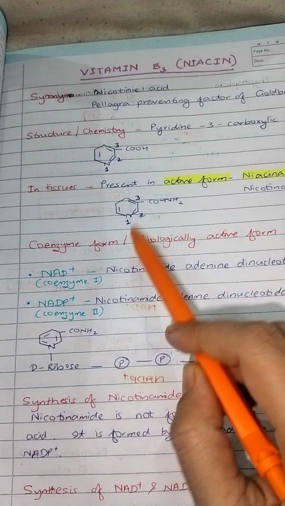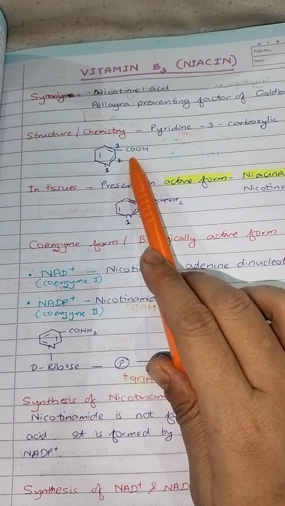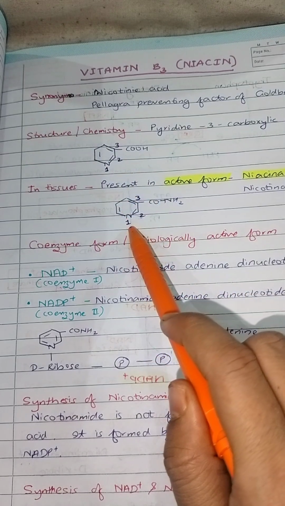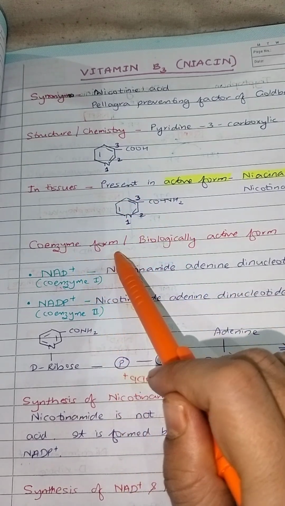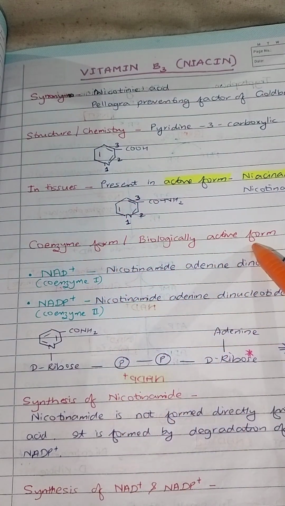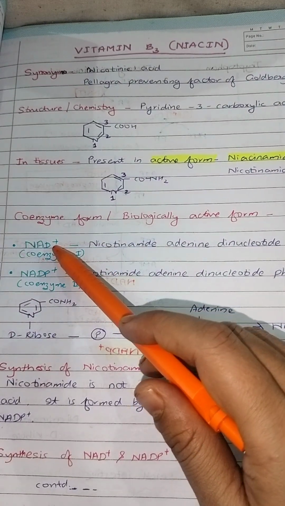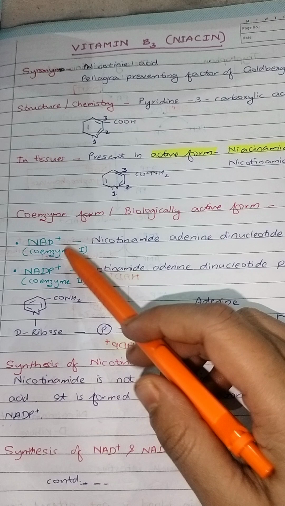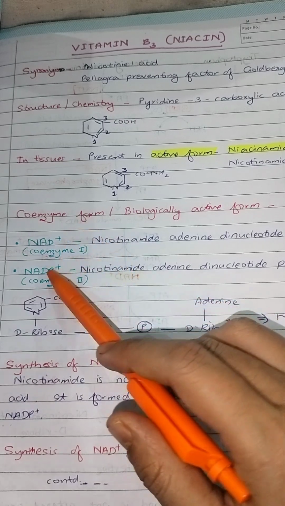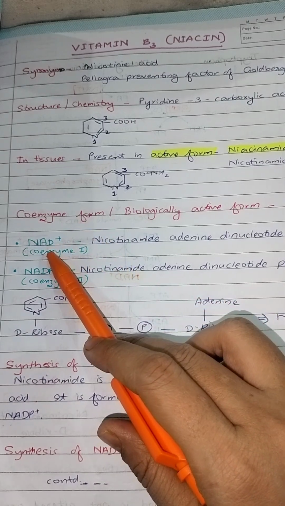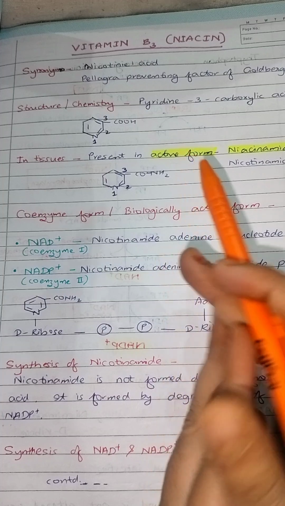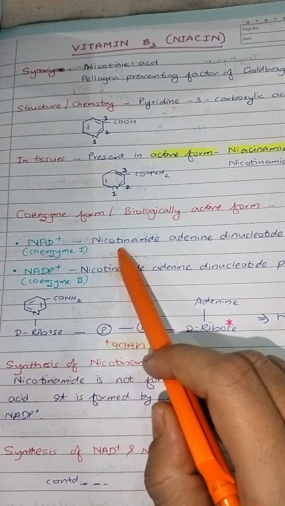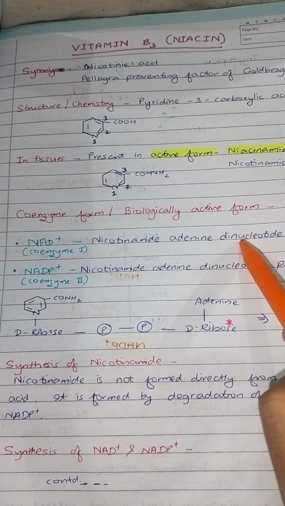Now the coenzyme form of the vitamin, which actually functions in our body. So three forms are there. One is the basic structure of the vitamin, then the active form, that is nicotinamide, and the coenzyme form or the biologically active form. These are NAD plus or NADP plus. So it is present in two coenzyme forms which function along with the apoenzyme to form a complete active enzyme. NAD plus, that is nicotinamide adenine dinucleotide.